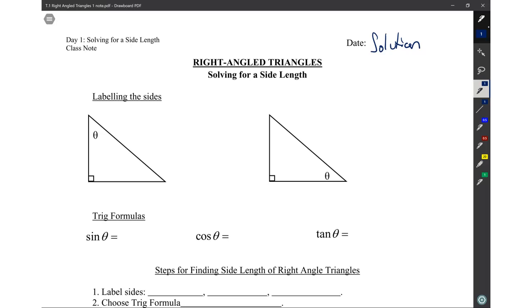Now, when we label the sides, the first thing we do is we find the angle that is the right angle, and we go opposite of it. We go opposite until we hit a side. That side is called our hypotenuse. That's always going to be opposite of our right angle. Note, in this triangle as well, it's the exact same side, hypotenuse.